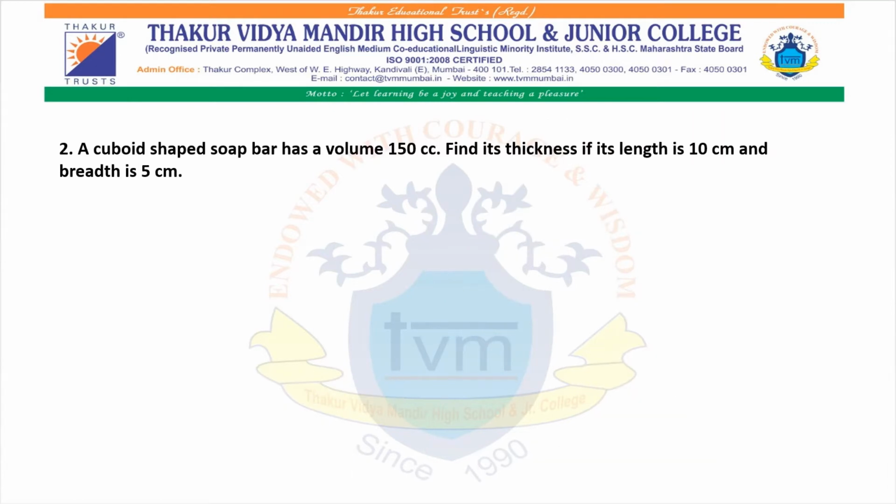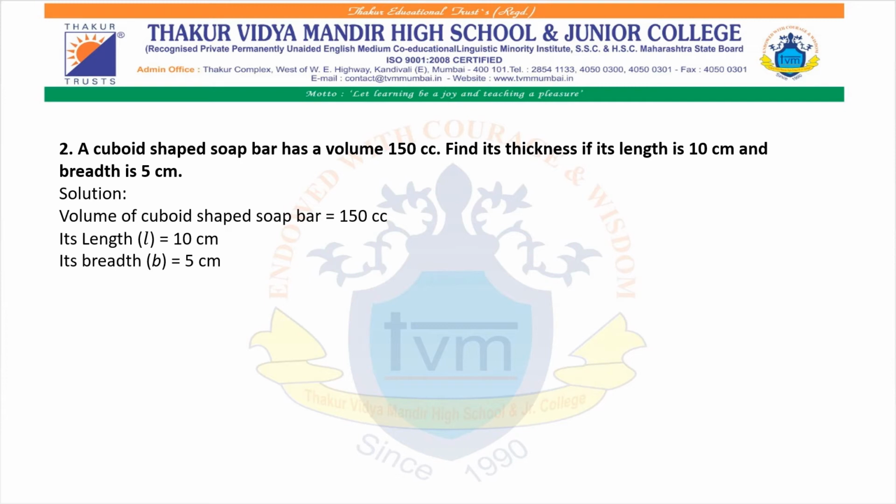Question 2. A cuboid shaped soap bar has a volume 150 cc. Find its thickness if its length is 10 cm and breadth is 5 cm. Solution. Volume of cuboid shaped soap bar is equal to 150 cc. Its length L is 10 cm and breadth B is 5 cm.